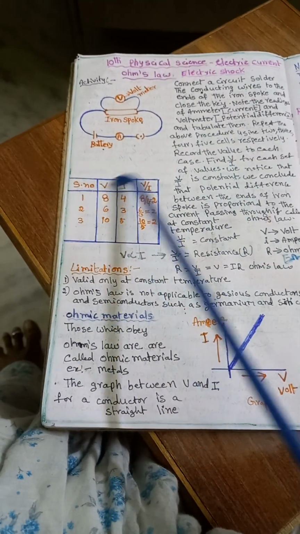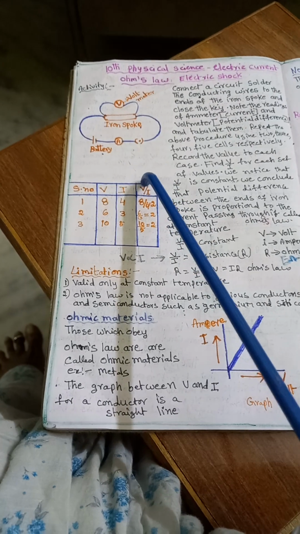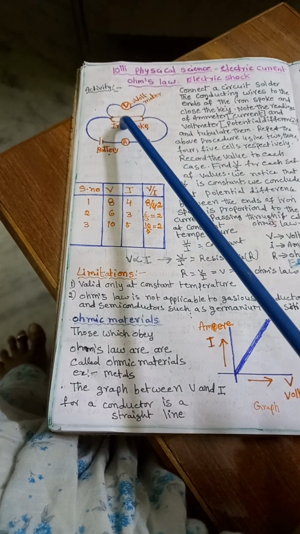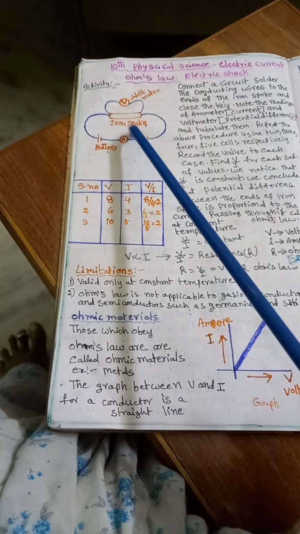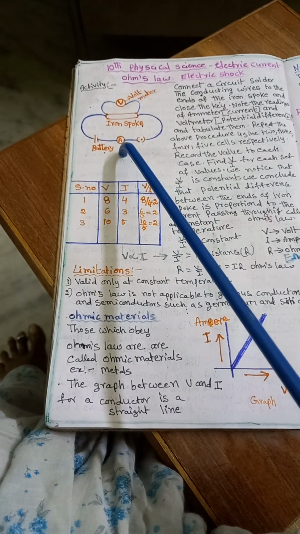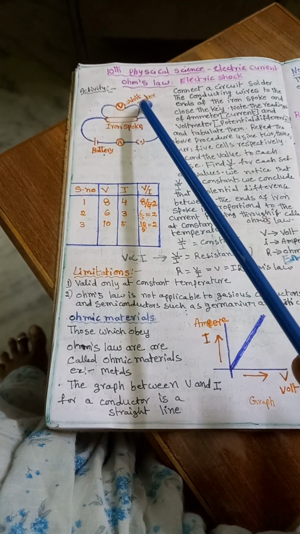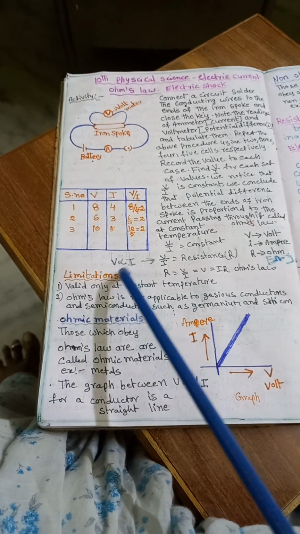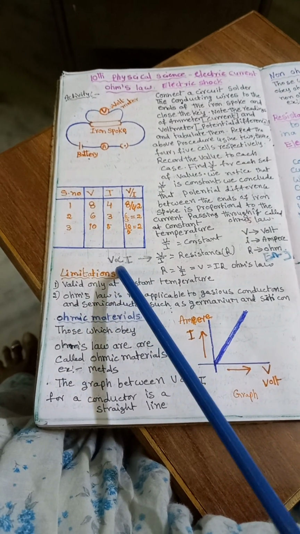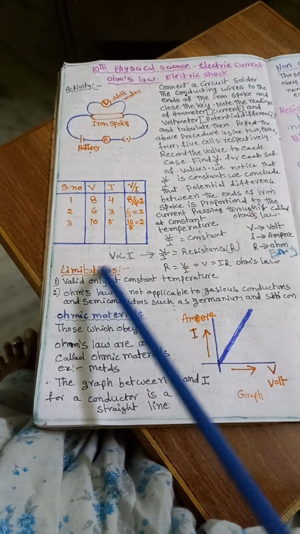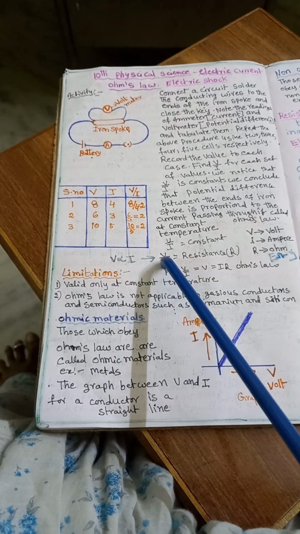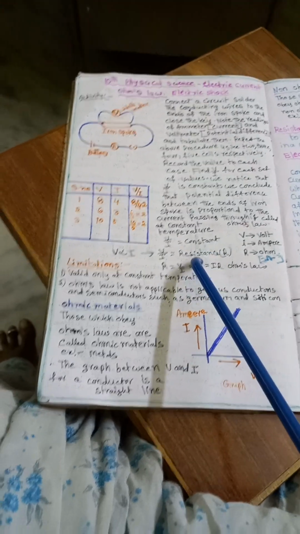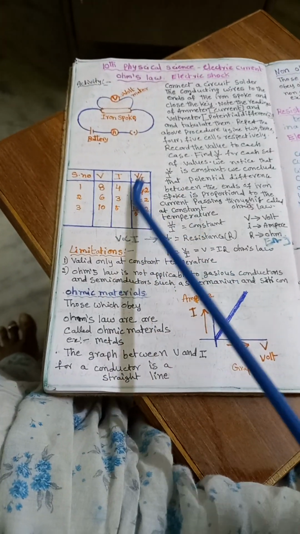So from this activity we learn that the potential difference created inside the conductor is always proportional to current. And this is written as V by I is equal to resistance. So it is called Ohm's law.